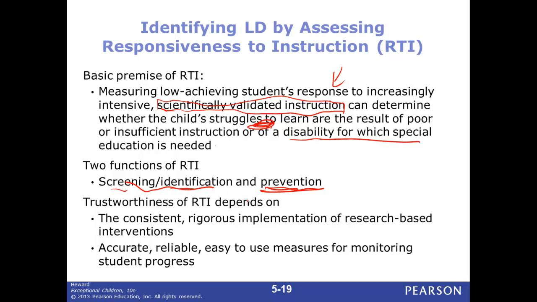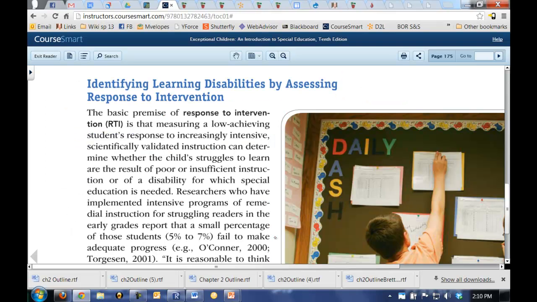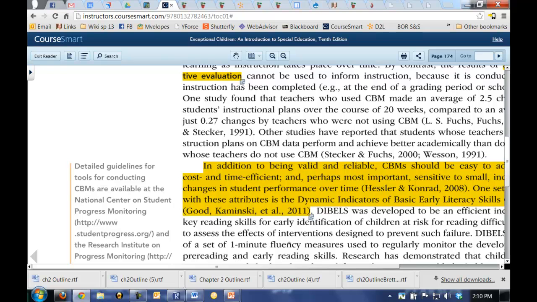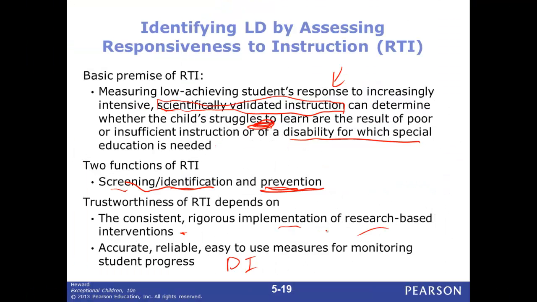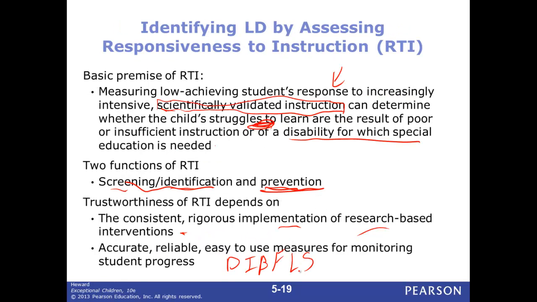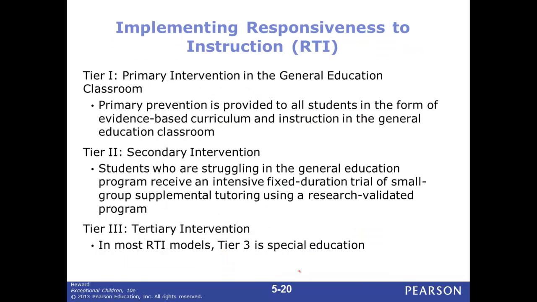And trustworthiness depends on this: the consistent, rigorous implementation of research-based interventions and accurate, reliable, easy-to-use measures for monitoring student progress. And again, like I said, this is DIBELS. I can't remember how to spell that, DIBELS. So those two things are what it depends on, and then there are the levels.